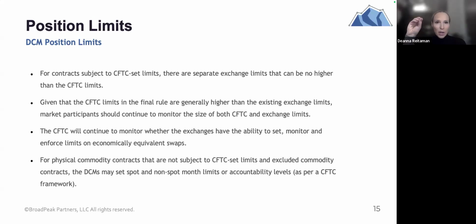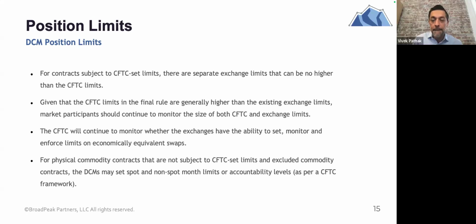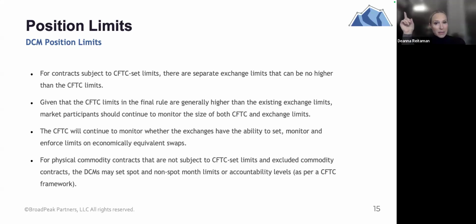So I was talking earlier about the CFTC setting limits. So the CFTC sets limits, and you would think of it as like the ceiling, because each separate exchange can also set limits, right?